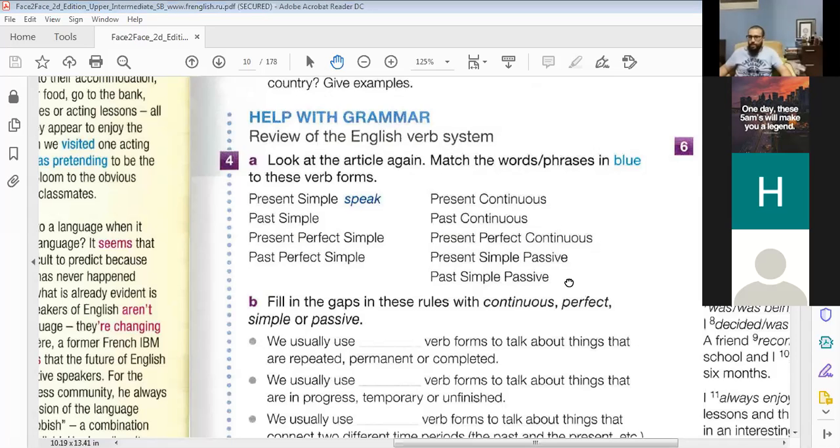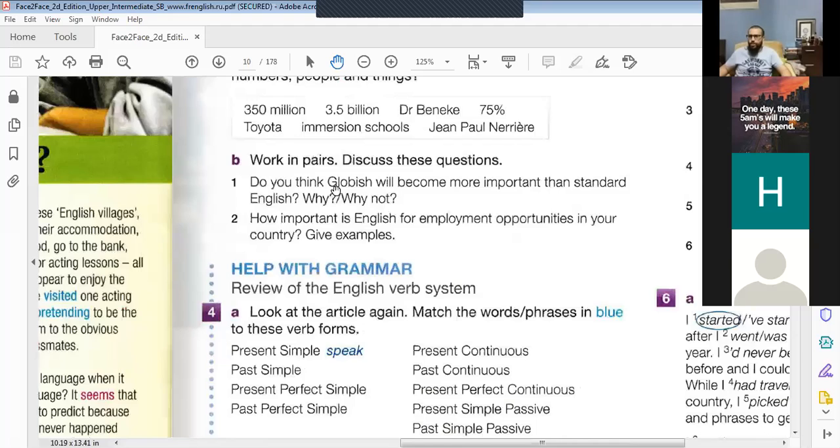Okay, so let's see your opinion on this question. Who believes Globish will become more important than standard English? I think I agree with her. I agree with what she believes. I think I have the same opinion.